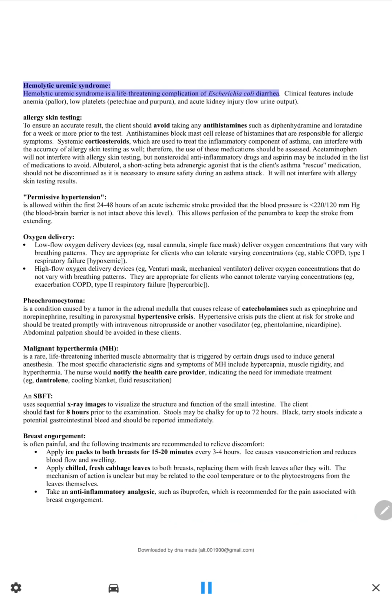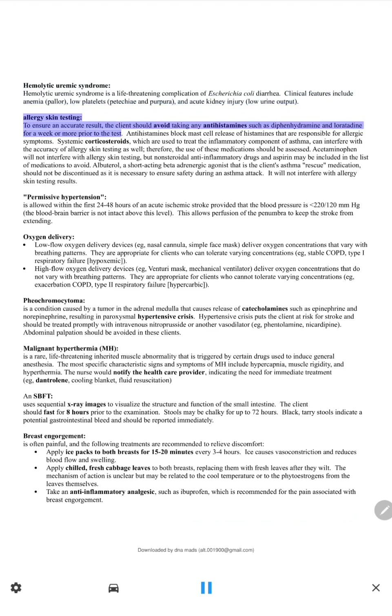Hemolytic uremic syndrome is a life-threatening complication of Escherichia coli diarrhea. Clinical features include anemia, pallor, low platelets, petechiae and purpura, and acute kidney injury with low urine output.